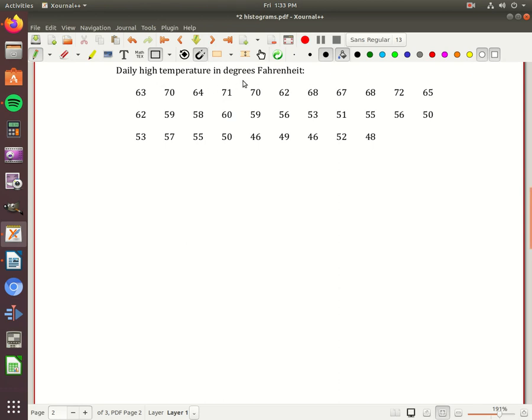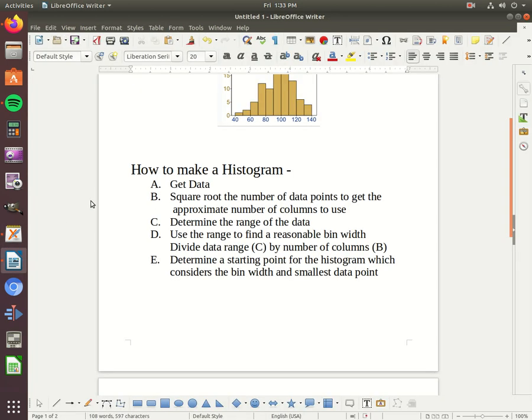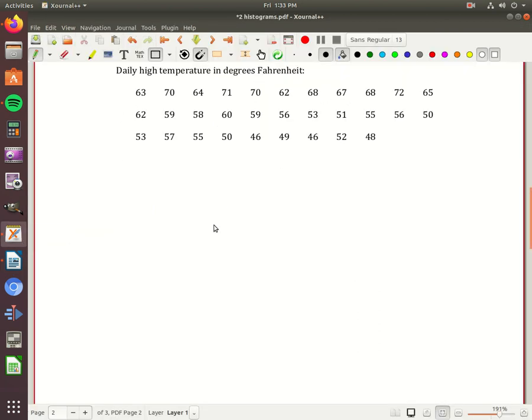It's the daily high temperatures in degrees Fahrenheit. So the second step we would do is we would square root the number of data points to get the approximate number of columns to use. So if we go back over here and count up this data, it turns out that we actually have 31 pieces of data. So we'll go ahead and get the square root of 31.